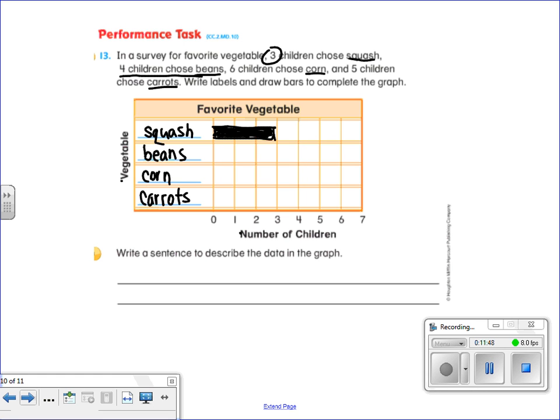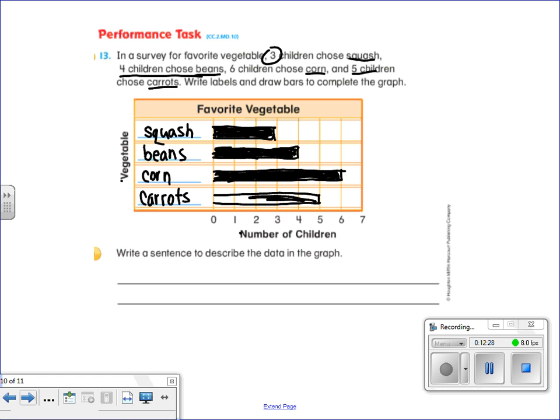And we know that 4 chose beans. I hope yours is neater than mine. 6 chose corn. And for carrots, we have 5 chose carrots. So your completed bar graph should look like this.